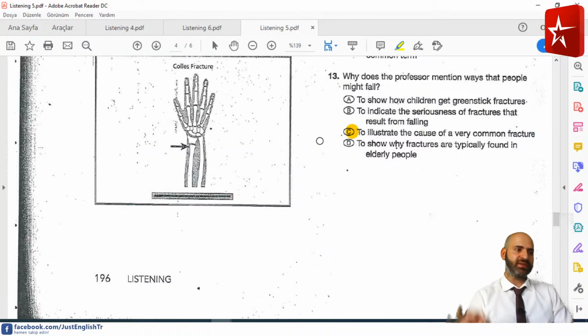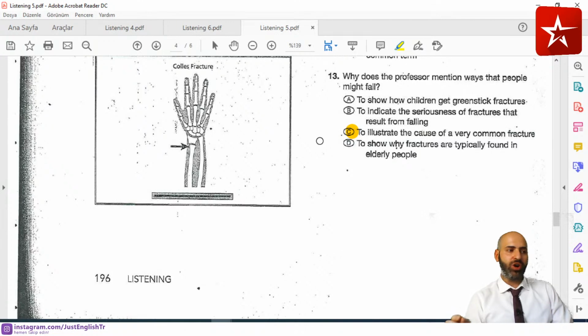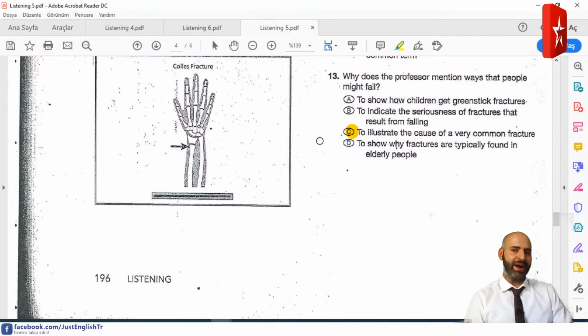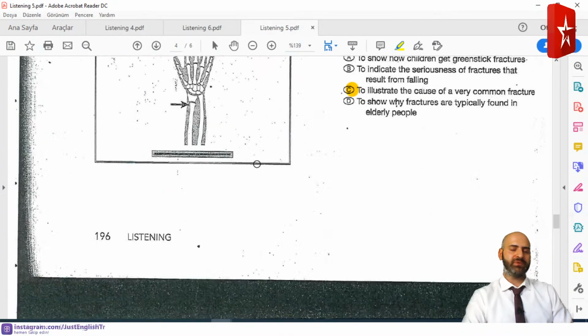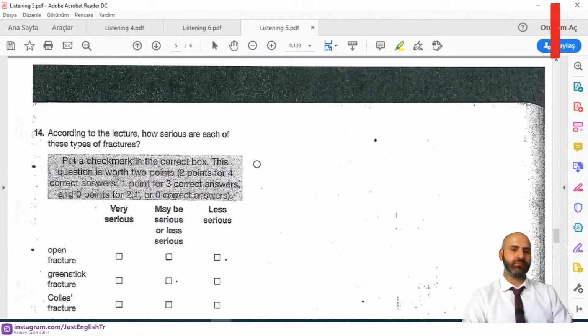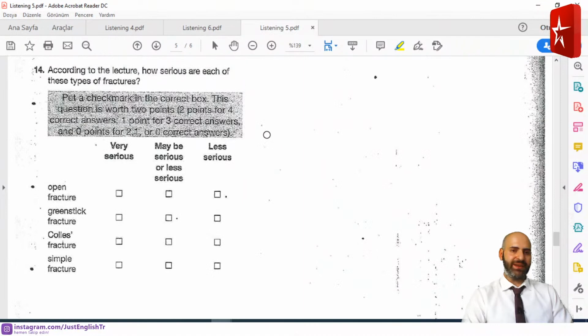The professor starts a sentence like this: to imagine a really common kind of fracture. So why? To show a common fracture. Okay? If you can't understand well, you can listen again to this part and you will be able to hear it. Let's see the last exercise.